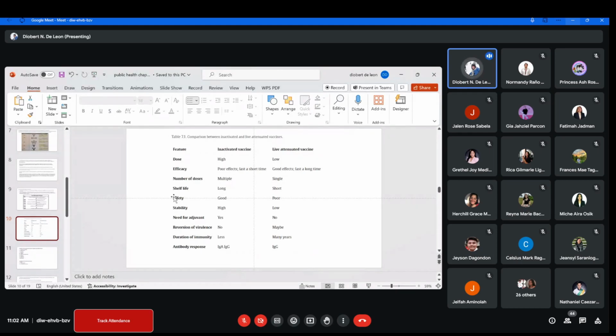So, we have the features here. These are parameters or features. Now, we have the dose, efficacy, number of doses, shelf life, safety, stability, need for adjuvant, reversal of virulence, and duration of immunity and antibody response. For inactivated vaccine, the dose is high, and for the live attenuated vaccine, the dose is low.